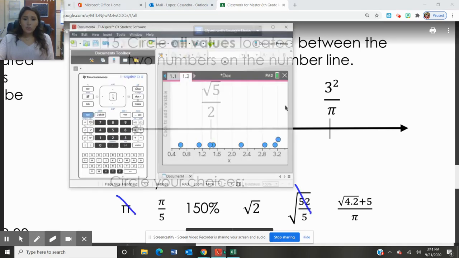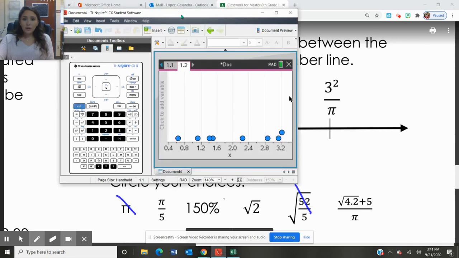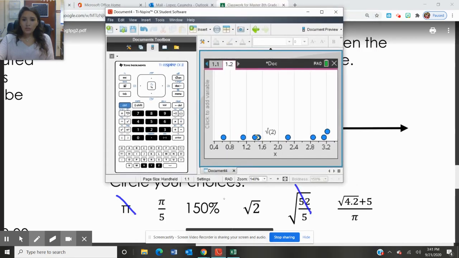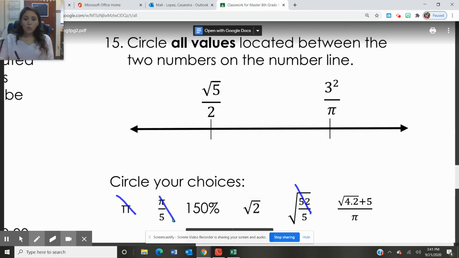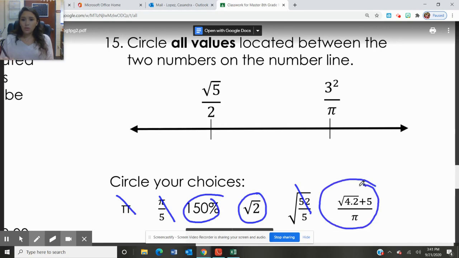Okay, so now let's go back to our calculator, and we need to identify where the square root of 5 over 2 is. Okay, the square root of 5 over 2 is right here. So the square root, pi divided by 5 is not in between these two numbers. So I can also cross this one out. So then the only ones that are going to be in between are 150%, the square root of 2, and the square root of 4.2 plus 5 divided by pi.